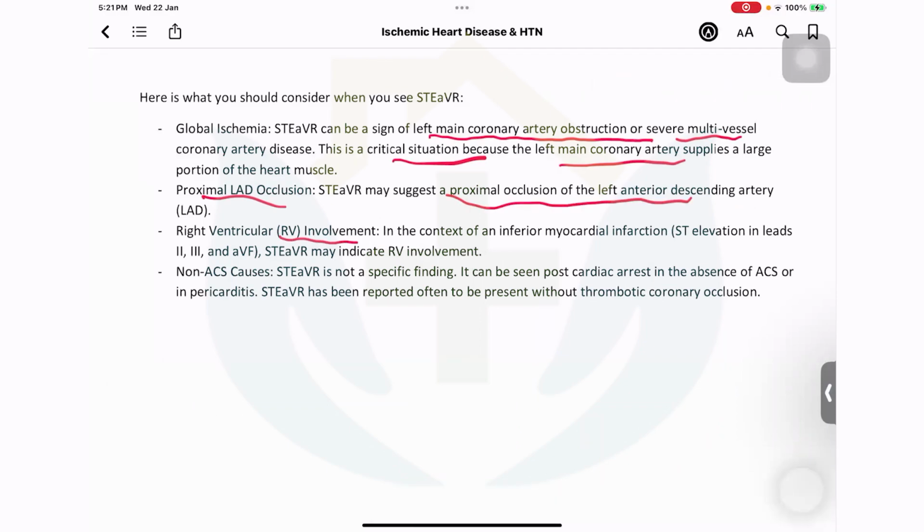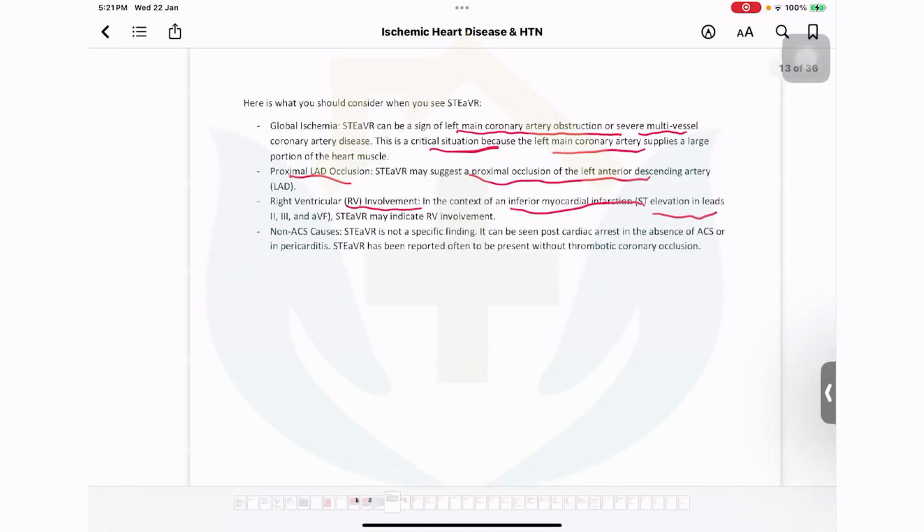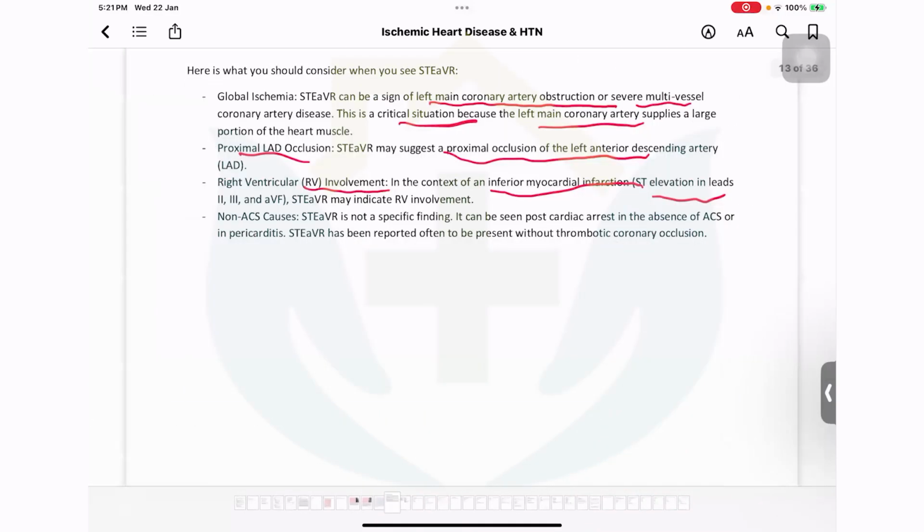Rarely it can tell you about RV involvement in the context of an inferior myocardial infarction. ST elevation in leads 2, 3, AVF along with ST elevation in AVR may indicate a right ventricle involvement. Rarely, however, non-coronary diseases can also lead to ST elevation in AVR. ST elevation in AVR is not a specific finding.